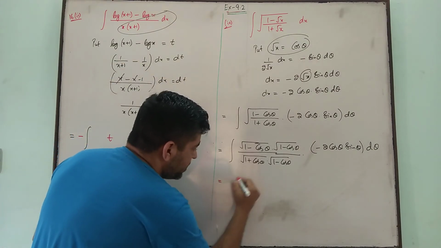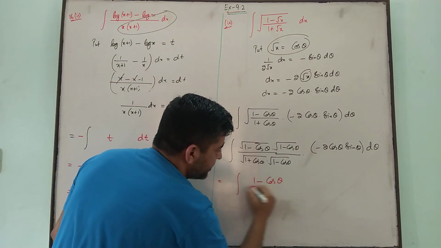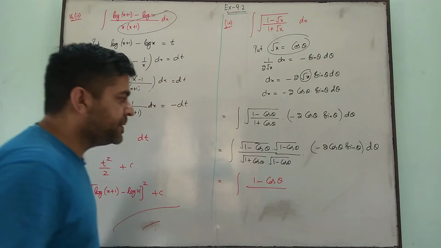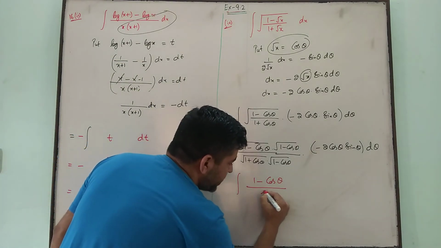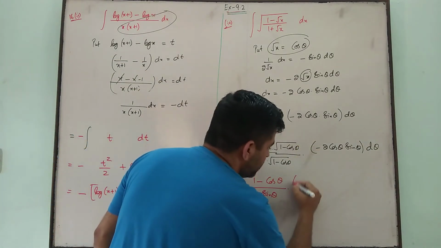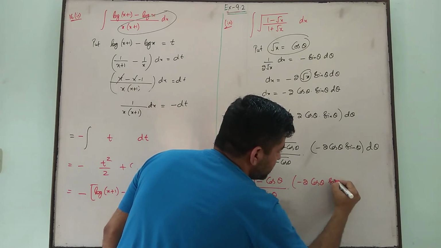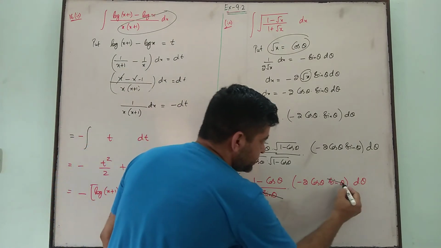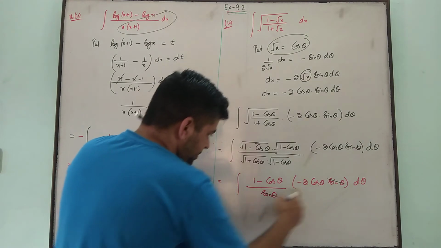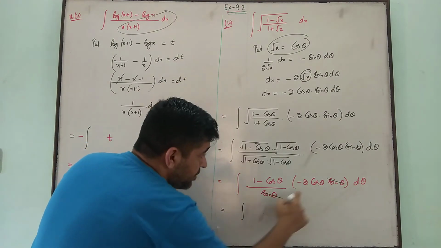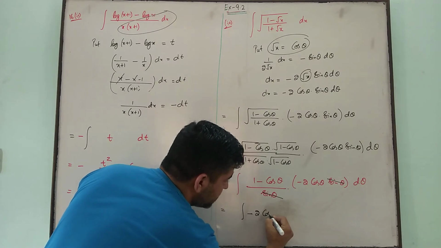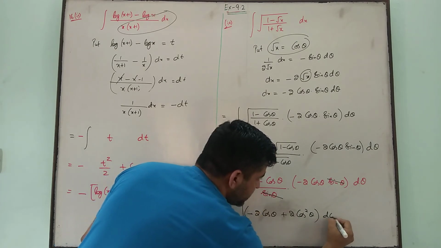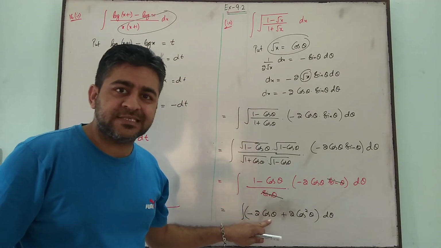Now you can see the numerator will be 1 minus cos theta only, and 1 minus cos 1 plus cos, 1 minus cos square under root will be sin square under root, so that will be your sin theta only, into minus 2 cos theta sin theta d theta. We'll get sin theta cancelled out. So minus 2 cos theta, minus minus plus 2 cos square theta d theta. Cos theta integral is sin theta.